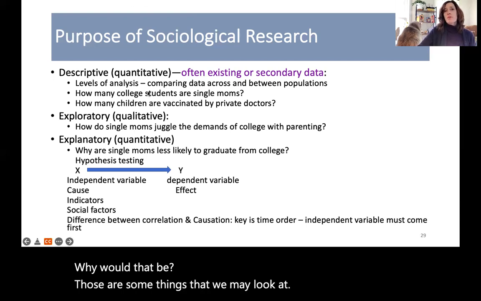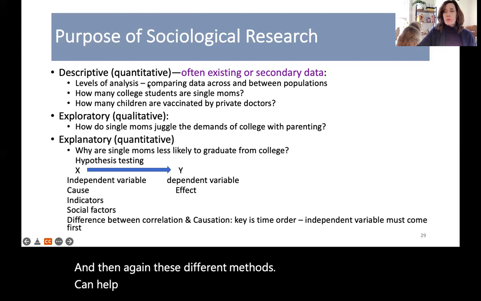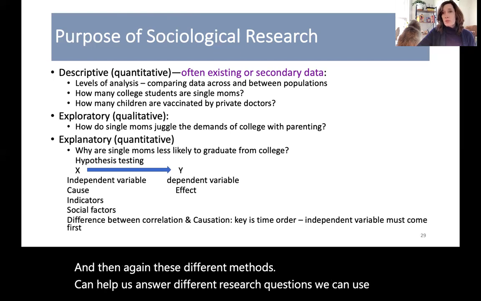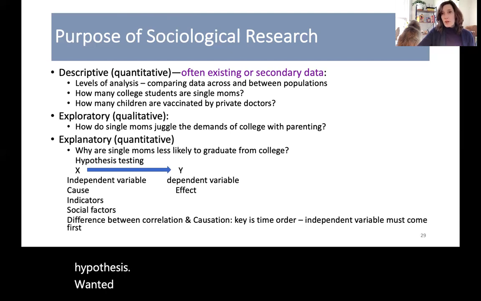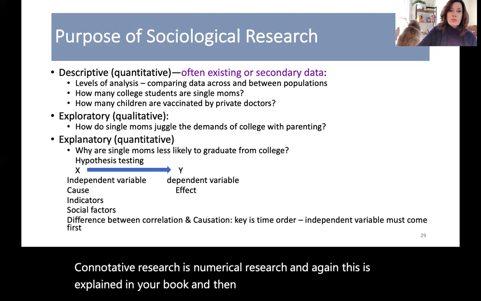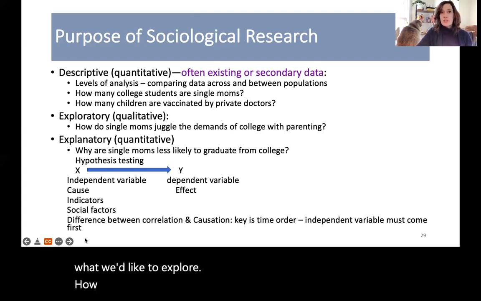And then again, these different methods can help us answer different research questions. We can use existing data, like data you can get from government sources like the Census Bureau, to help us describe populations or test hypotheses. Quantitative research is numerical research. And again, this is explained in your book. And then with qualitative research, that's where we like to explore how individuals experience a social condition, like maybe being a single mom.